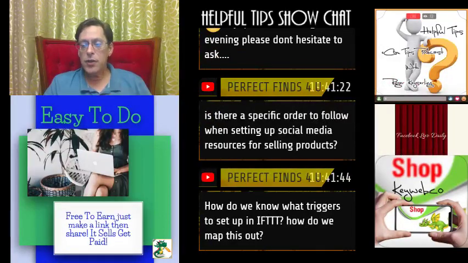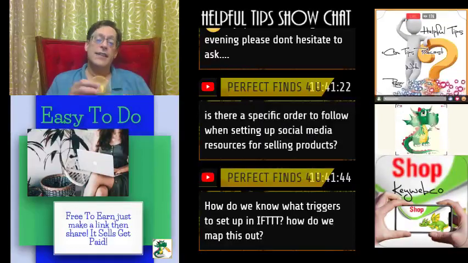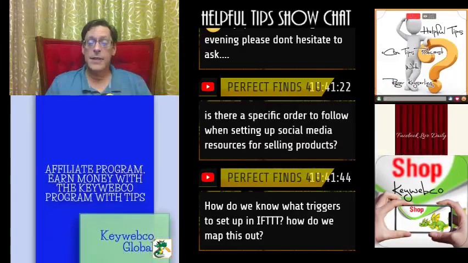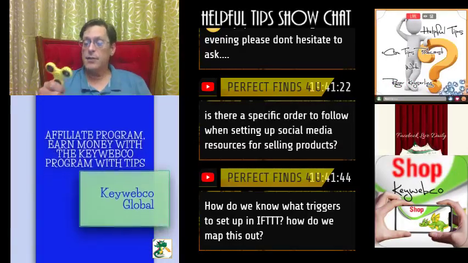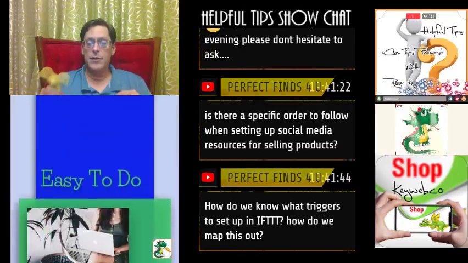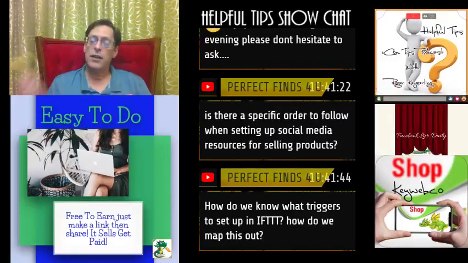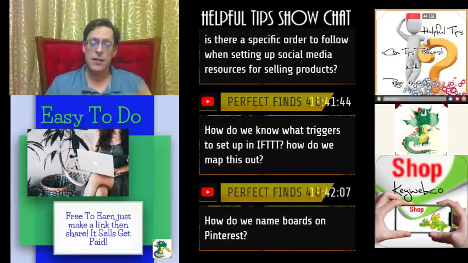How do we know what triggers to set in IFTTT, and how do we map this out? Okay, that's an easy question to answer. Just like you would do as if you were planning your business. If a customer comes to your store, what do you want them to do? You want them to buy your item. After they buy the item, what happens? It goes into your processing. After you pick the item out of your warehouse, it goes into shipping. After it gets shipped, it goes to the buyer.